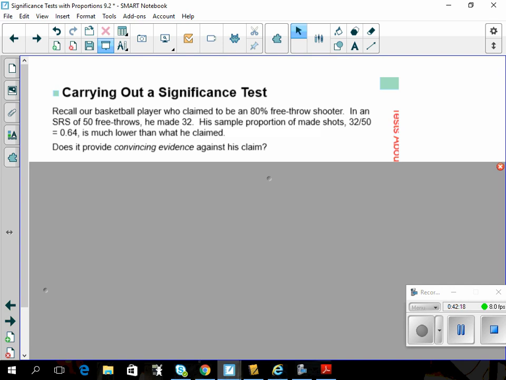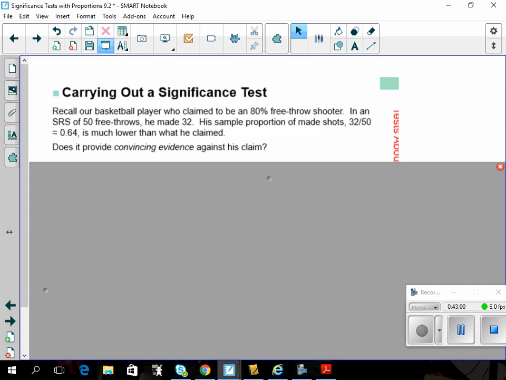Step 2, it says to create your null and alternative hypotheses. I've covered them up because I want you to come up with what they should be. The null hypothesis should be what? P equals or mu equals? P, thank you. It's a proportion, right? So P equals what? Remember, it's always equals. What's the claim? 0.8, okay? So P equals 0.8 is going to be the null hypothesis.